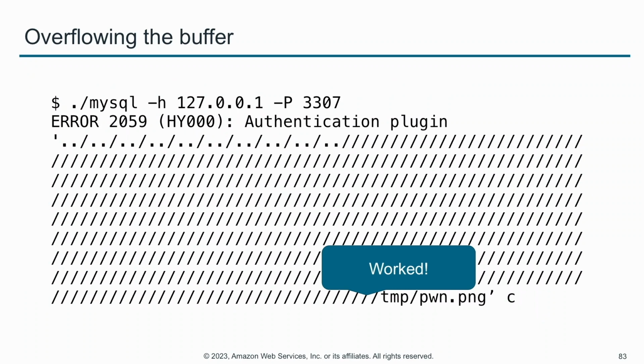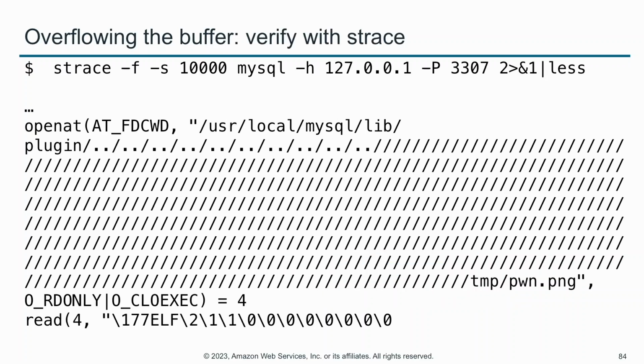All right? So I use this MySQL, I connect to localhost, I connect to the port. This is the server that I control for the test. And then I get whatever it is, authentication plugin. It cut off the error message so I don't see it. But if I run strace, I can see that it's actually tried to load it.